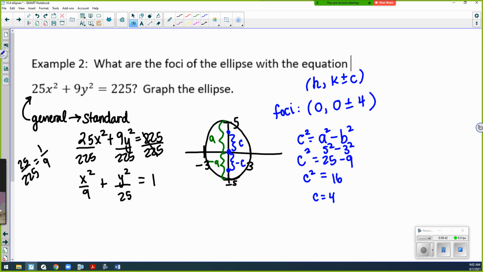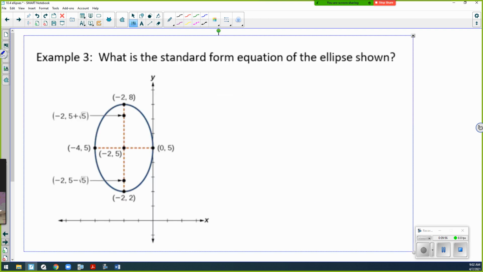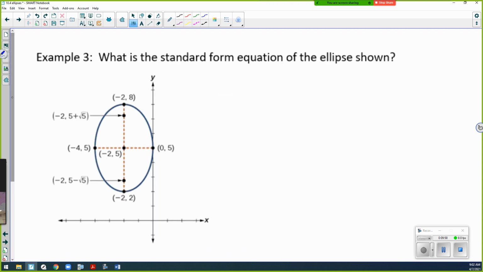So 0 plus or minus 4. Or in other words, my two foci are at 0, 4, and 0, -4. Done, and I already graphed it. So I'm good to go there. All right, one more example. One more equation to be written.